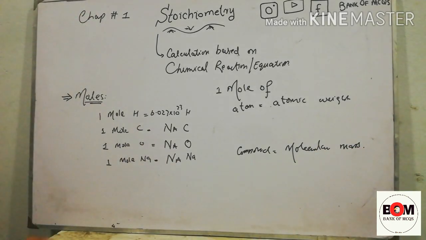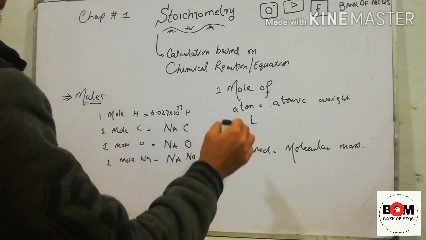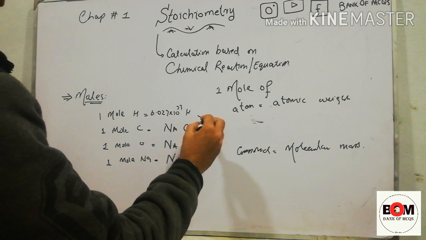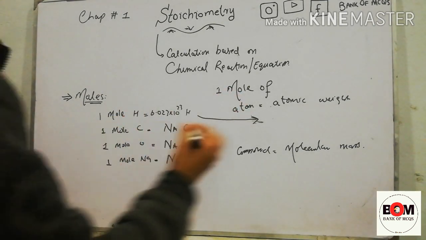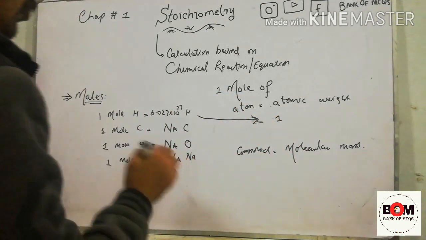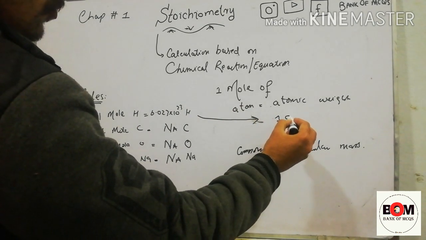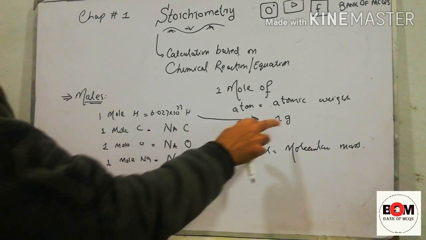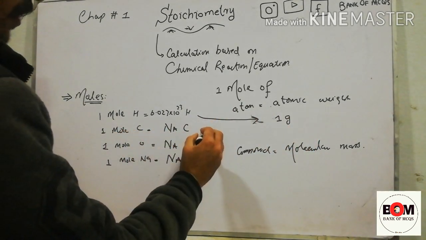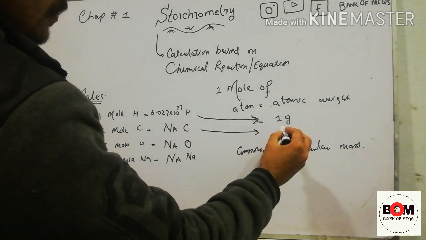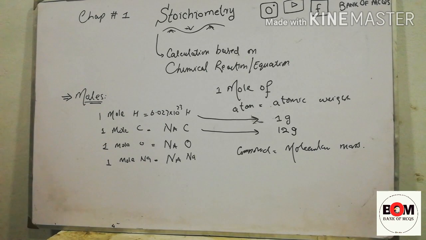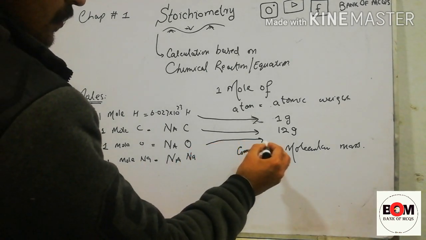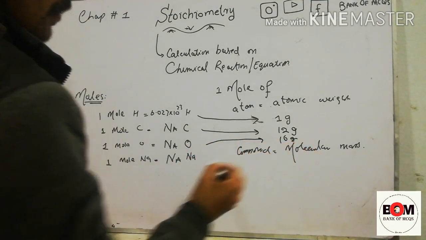So for example, if we have 1 mole of hydrogen, the atomic weight of hydrogen is 1, and for H2 this is 2. So 1 mole hydrogen is equal to 1 gram, and 1 mole carbon, the carbon atomic mass is 12, so 1 mole carbon is 12 gram, and 1 mole oxygen is 16 gram.